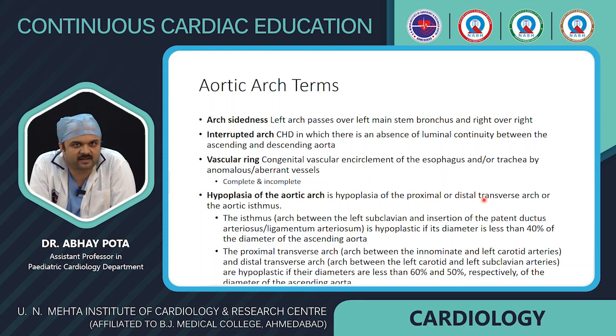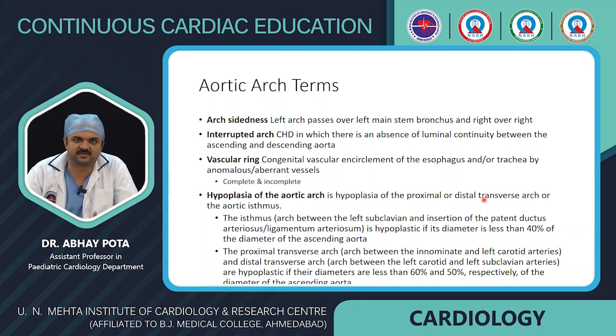What is vascular ring? Vascular ring is congenital vascular encirclement of esophagus and/or trachea by anomalous or aberrant vessels. It can be of two types, complete and incomplete. Multiple causes of vascular ring can be there. Common one is double aortic arch. It causes complete encirclement of esophagus and trachea leading to obstructive symptoms.